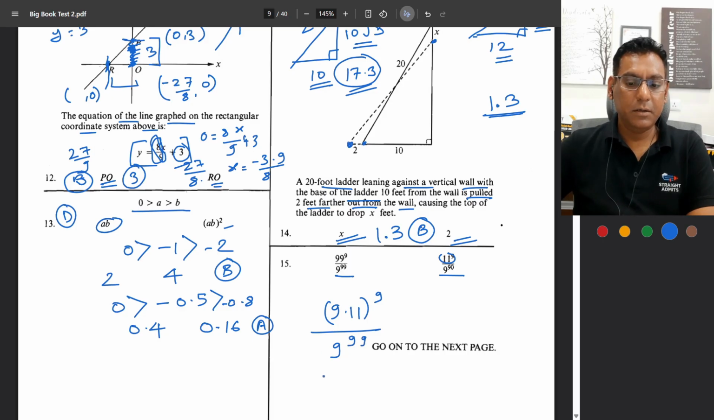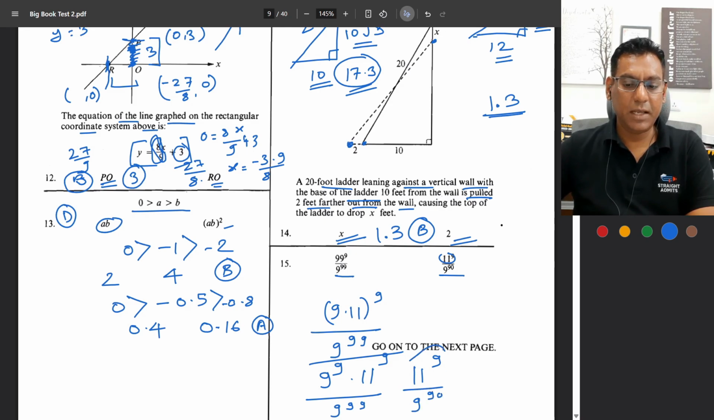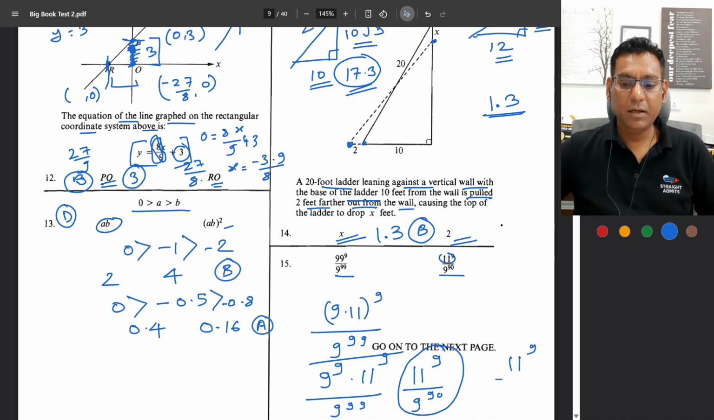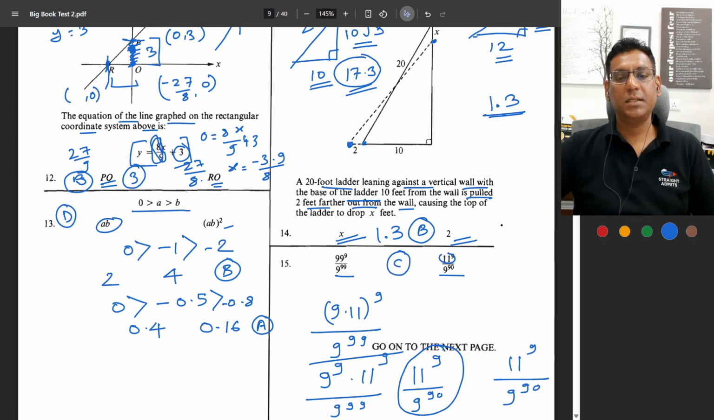What do I get here? I get 9 raised to 9 into 11 raised to 9 by 9 raised to 99, which basically means that I have 11 raised to 9. If this comes down, I get 9 raised to 9. That is what I have in column A. And what do I have in column B? I have 11 raised to 9, 9 raised to 90. Okay, I get the same thing. Both expressions are same. Answer choice C.